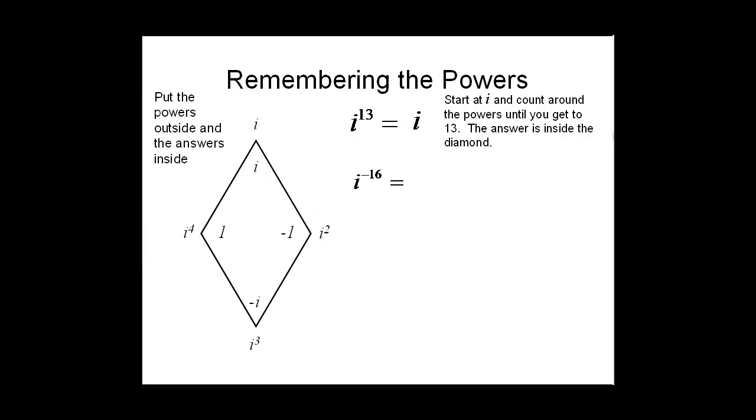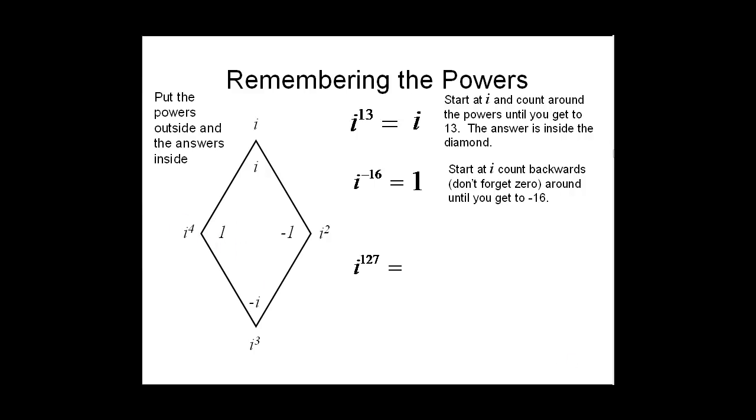Okay, you can go backwards. -16, you just count backwards. Make sure you don't forget 0. So there's 1, 0, -1, 2, 3, 4, 5, 6, 7, 8, 9, 10, 11, 12, 13, 14, 15, and -16 would be right here.